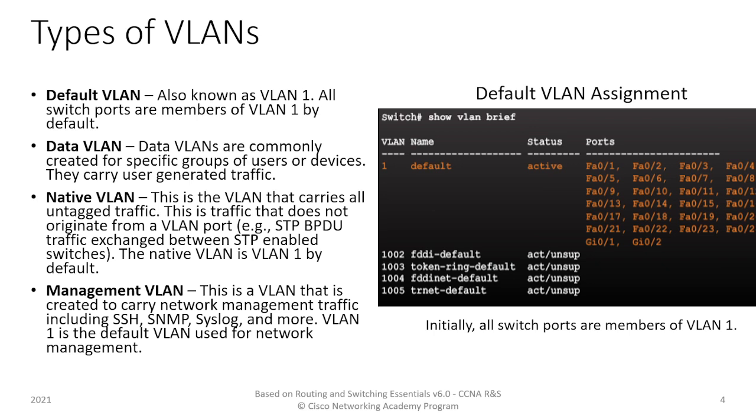By default, normally the native VLAN is also the default VLAN. So the native VLAN will be assigned VLAN 1, which is the default VLAN. But this is something that we can change. If we want to change it to something else, we can change it to something else as well.